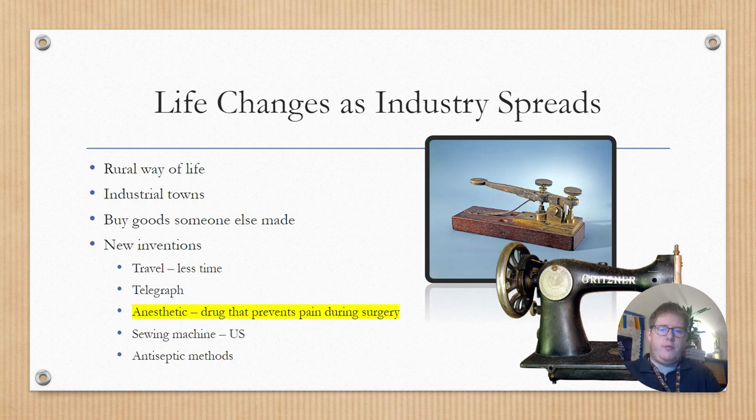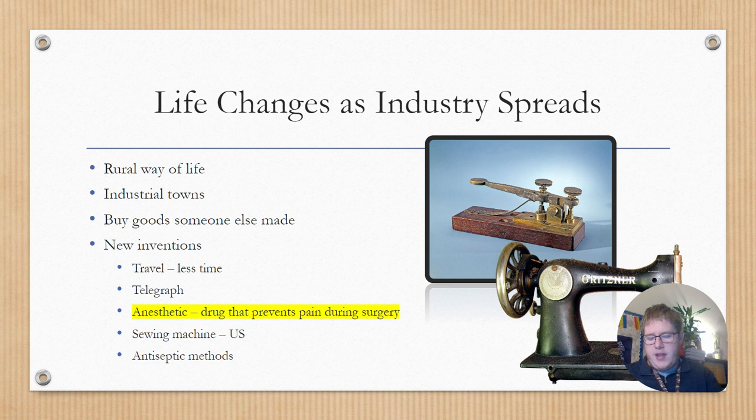So, rural way of life was very common at this point, but we're going to start to see more and more industrial towns form. And this is the first point where people start to buy goods that someone else made. Prior to this, you typically made most of what you owned.